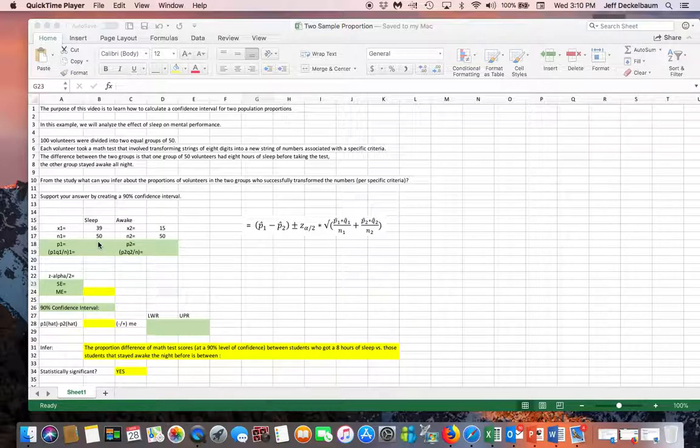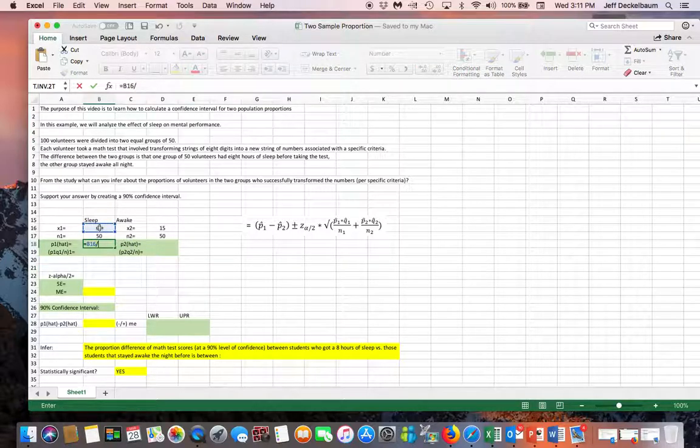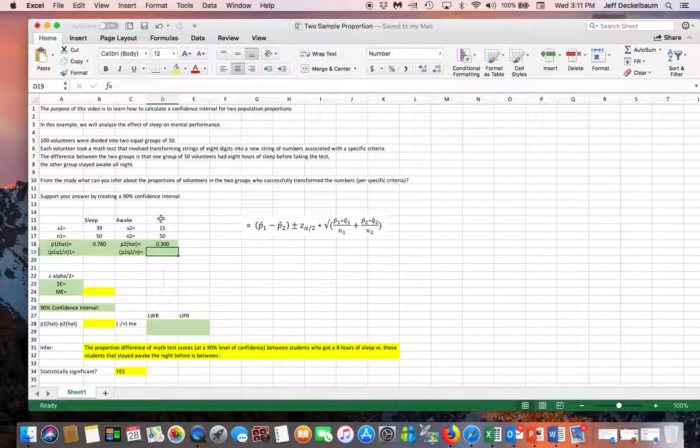So p1 hat, and let's just write p1 hat. And then we're going to do the same thing here because we're talking about sample statistics. P1 hat, or the proportion of those students that completed the task successfully that had a full night's sleep, is 0.780, versus this group here that was awake the whole night before. And 30% of those students were able to successfully complete the task.